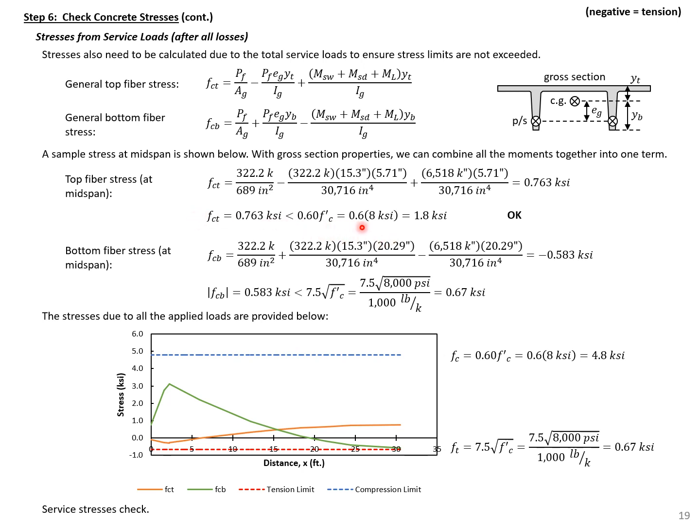So plugging in the different values, we can find the top fiber stress at midspan, and we can check this stress versus the limit and see that we're okay here. So we have compression in the top and it's less than our limit, so that's okay. And then again, checking the bottom fiber at midspan, we can find we'll have tension in the bottom fiber at midspan, but this value, a tensile stress of negative 0.583 ksi, is less than the tensile stress limit, 7.5 times the square root of f'c, which is 0.67 ksi.